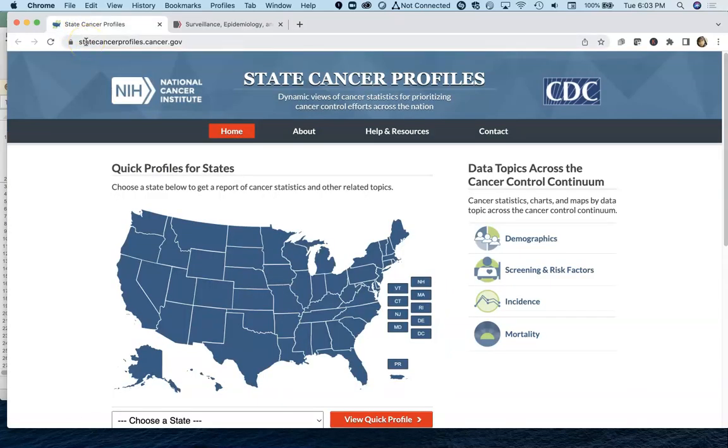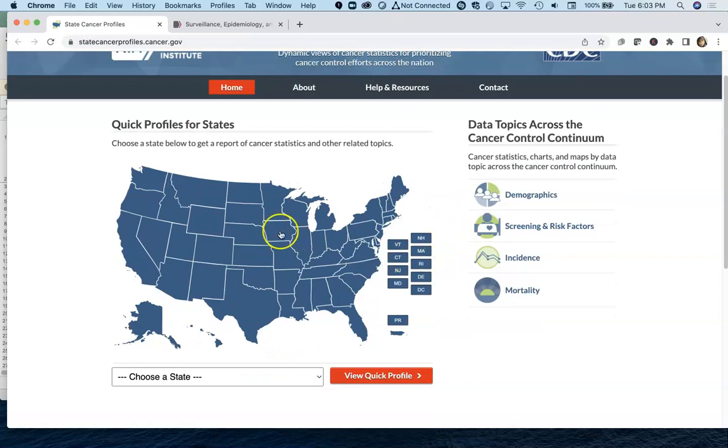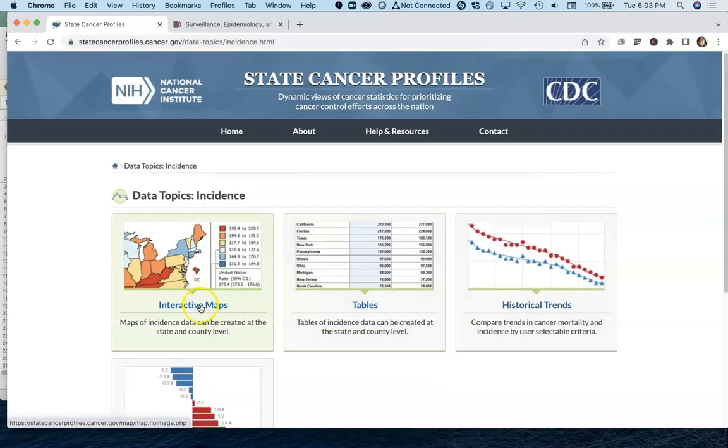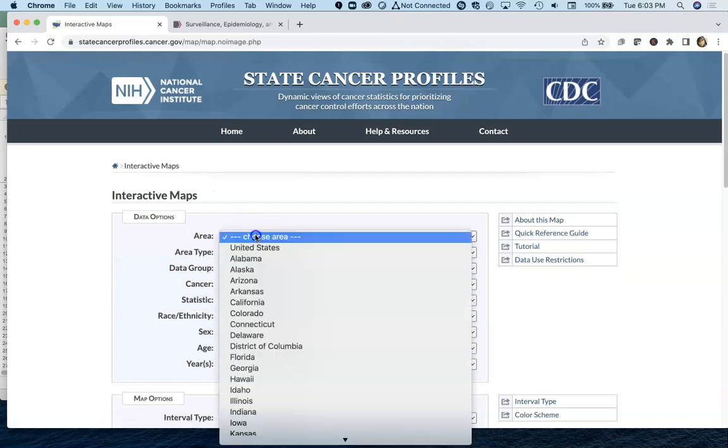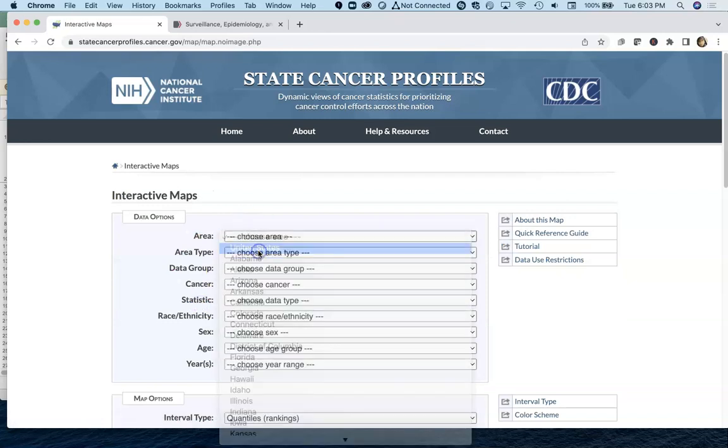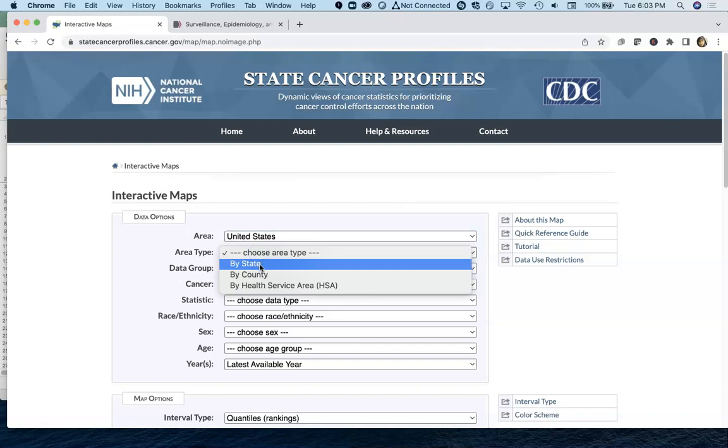So I tend to go to statecancerprofiles.cancer.gov as a place to sometimes start. You can go to individual states and look at various patterns there, or you can just go to incidence and then interactive maps and then choose the entire United States. We can do it by county or by state.